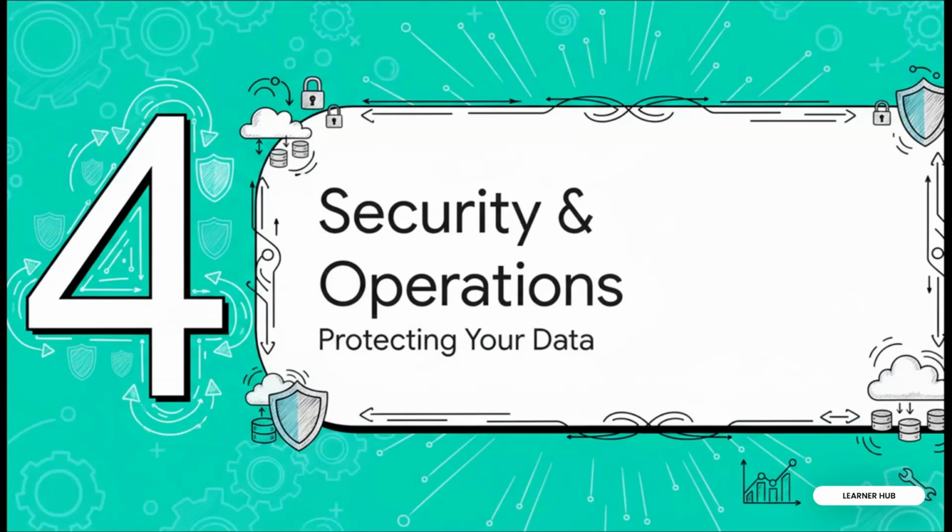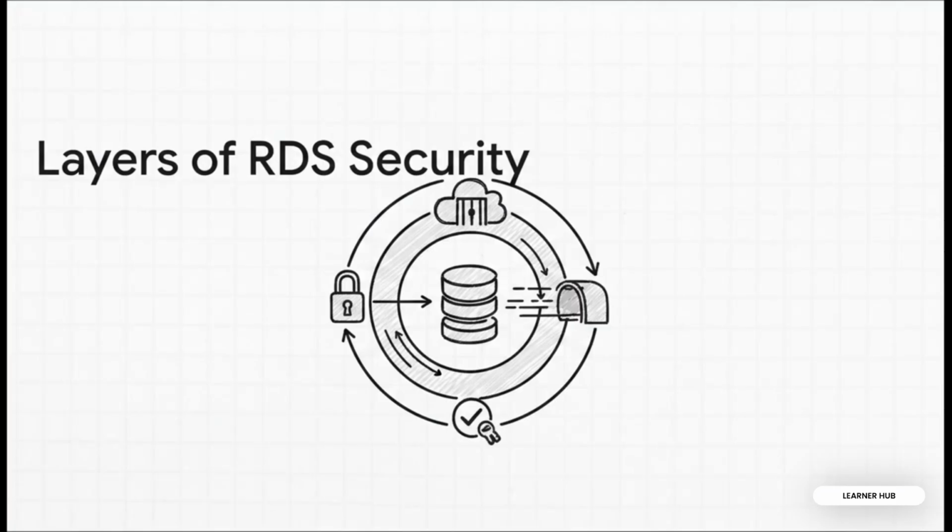All right, in Section 4, we're shifting gears to security and operations. This is all about the best practices for locking down your data and just keeping your database healthy and running smoothly day to day. Security in RDS is all about having layers, what we call defense in depth. You always start at the network level, putting your database in private subnets and using strict security groups.